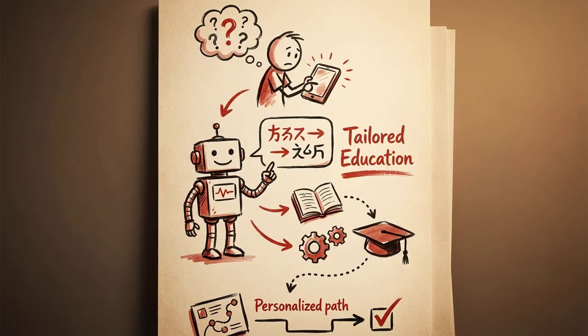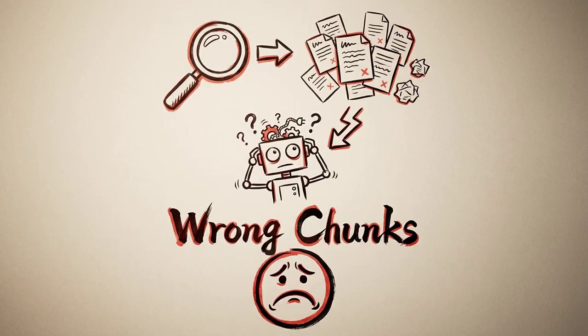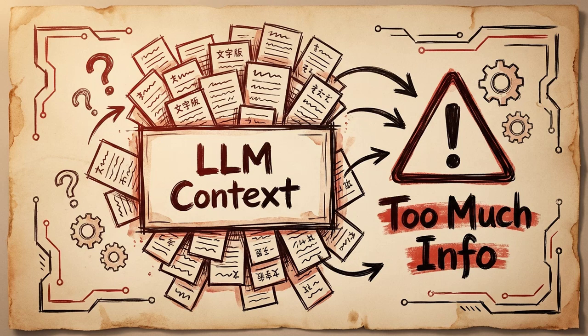In education, RAG can power personalized learning tools that adapt to individual student questions and provide tailored explanations from course materials. One of the biggest challenges is poor retrieval. If the system retrieves irrelevant or insufficient chunks, the LLM can't generate a good answer. Even with chunking, the LLM's context window can still be a bottleneck. Too many chunks, or very long ones, might exceed its capacity.